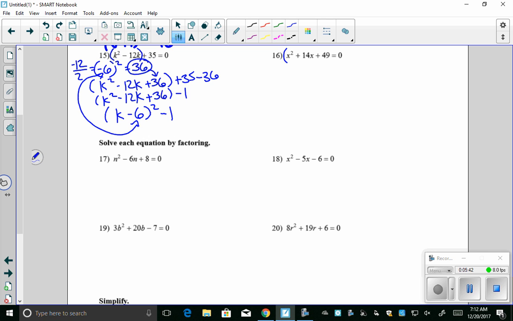16. Parentheses. Pull out the 14. 14 divided by 2 is 7. 7 squared is 49. Rewrite it as x squared plus 14x plus 49 plus 49. 1 times 49 is 49. The opposite of that is negative 49. Combine your terms.